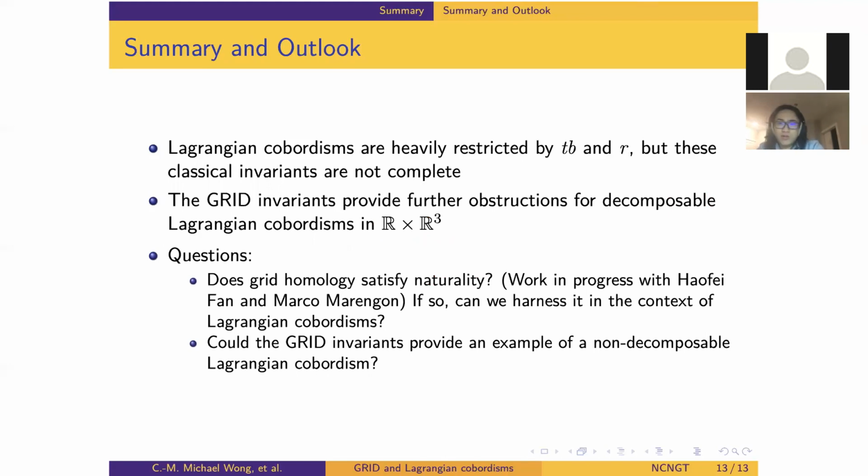Another question is, of course, could the grid invariants provide an example of a non-decomposable Lagrangian cobordism? Maybe if you construct a cobordism and then obstruct a decomposable cobordism between the same knots, then you're done.